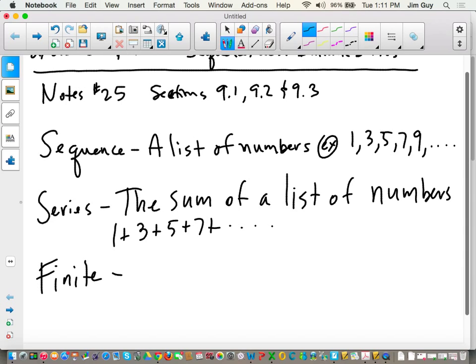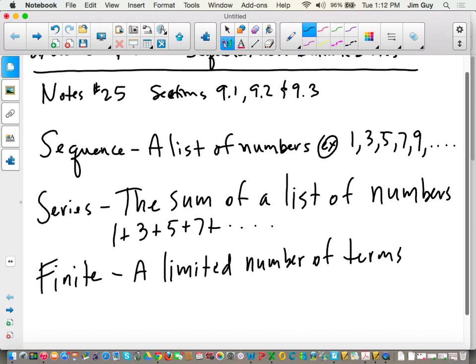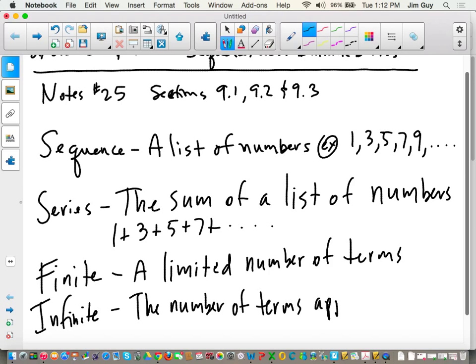About sequences. As I just mentioned, finite would mean there's a limited number of terms. And this is true for either one, a series or a sequence. It could be finite, a limited number of terms, versus an infinite series or infinite sequence. The number of terms approaches infinity. Infinite number of terms.